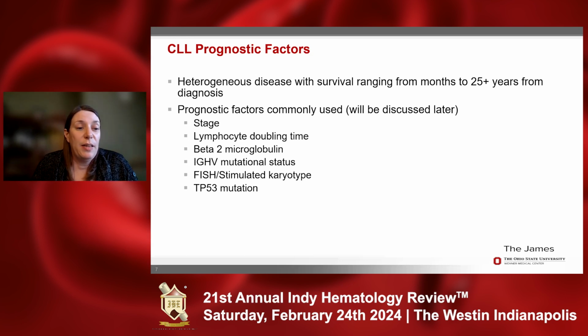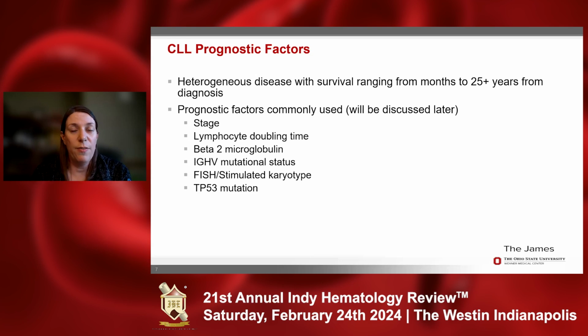The ones that are commonly used, we have a few clinical factors, and this includes stage. So that is, where is the disease located? We can look at something called lymphocyte doubling time, which is just what it sounds like, whether or not the lymphocyte count in the blood doubles over the course of a year or not. Beta-2 microglobulin is a protein that can be secreted by CLL cells, and elevated levels of beta-2 microglobulin mean a more aggressive disease.